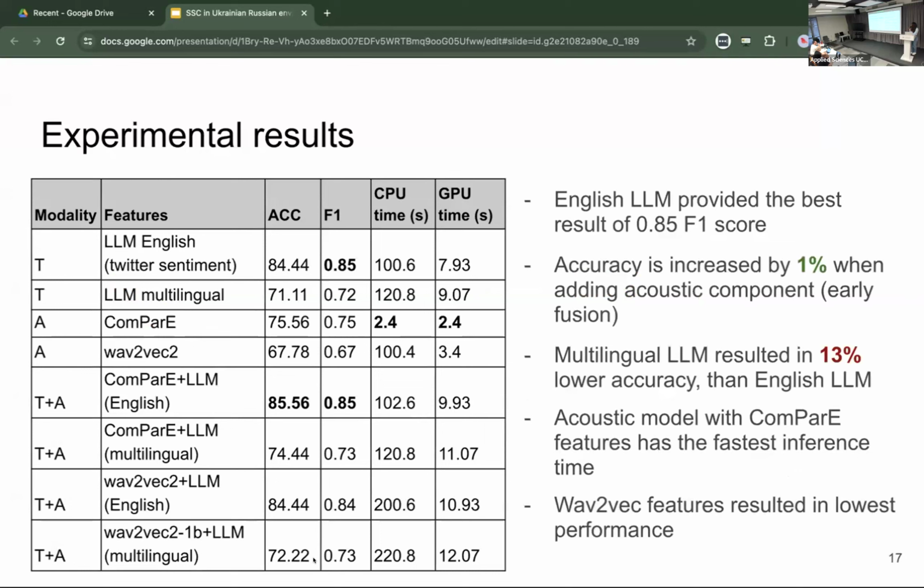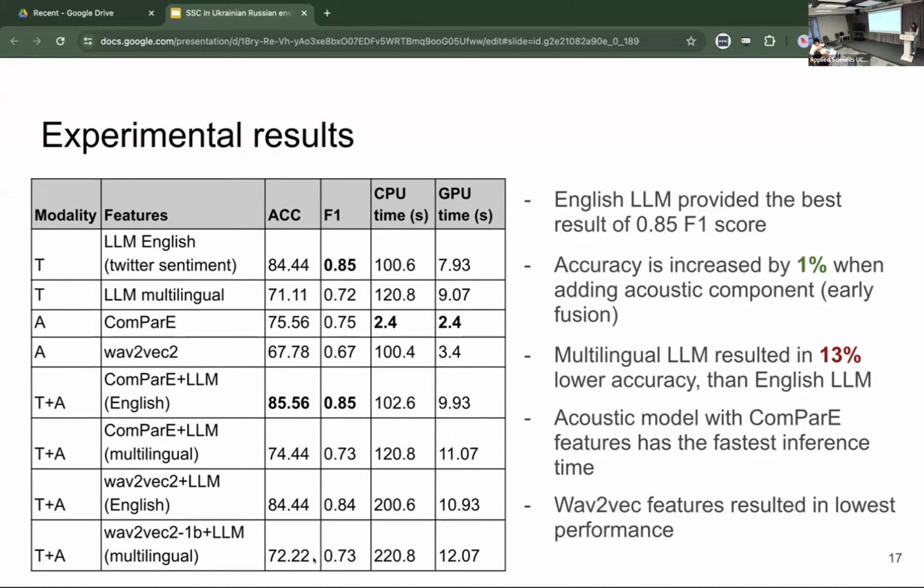So here are our experimental results. We evaluated our data set using 5-fold cross-validation, and we reported accuracy, F1 score for the negative sentiment, as well as computation time for CPU and GPU for one audio data with duration 50 seconds.